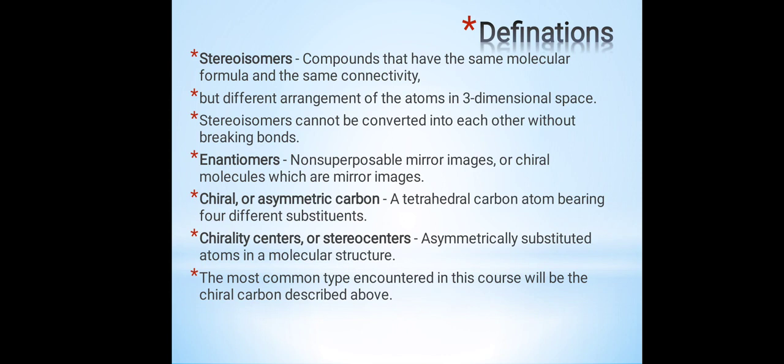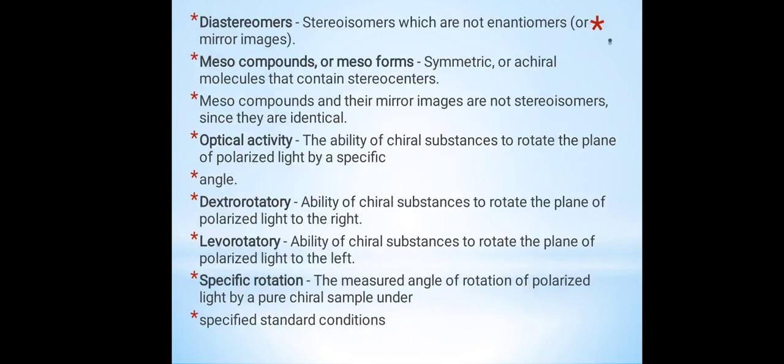Chiral or asymmetric carbon atom is the tetrahedral carbon atom bearing four different substituents. Chirality center or the stereo center means an asymmetrically substituted atom in a molecular structure. The most common type encountered in this course will be the chiral carbon described. Diastereomers means the stereoisomers which are not enantiomers or mirror images.